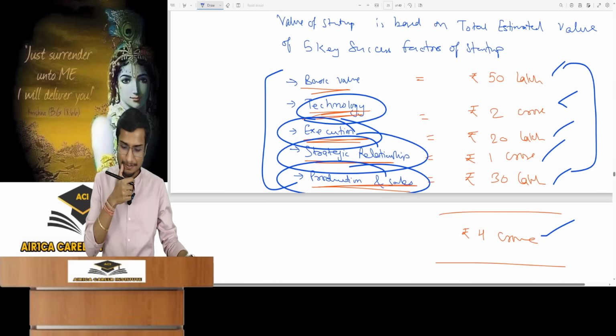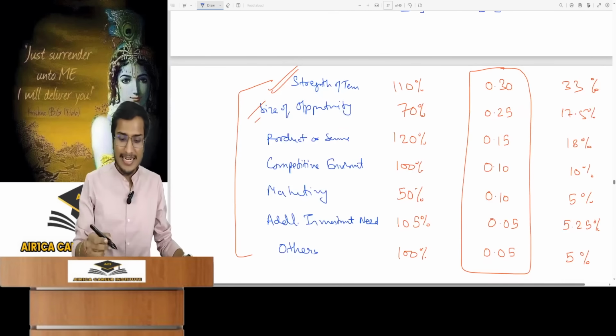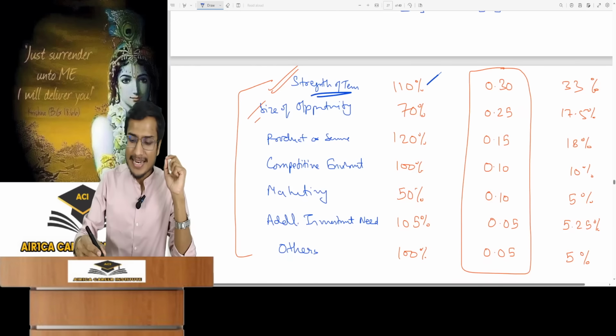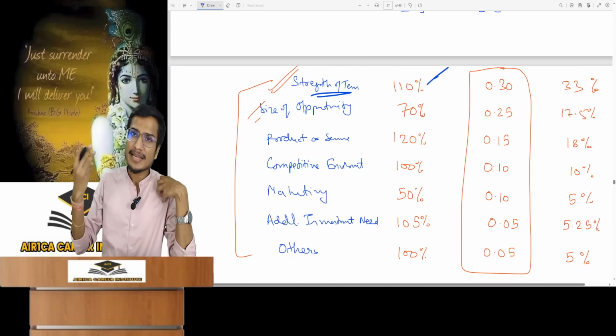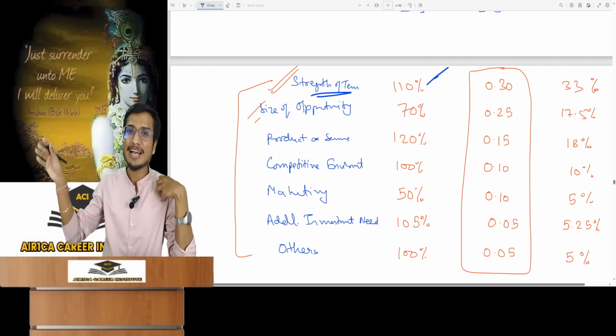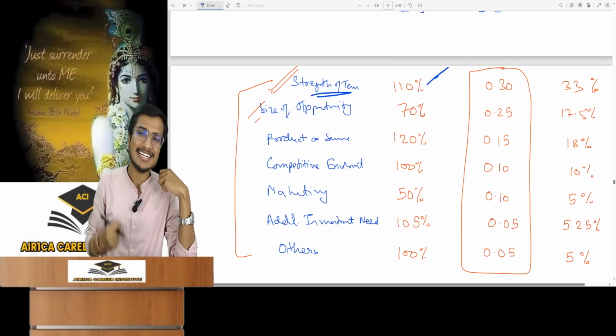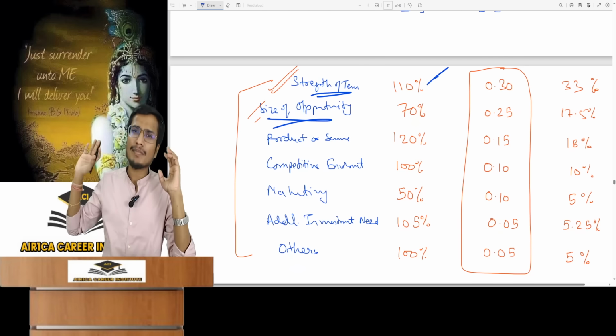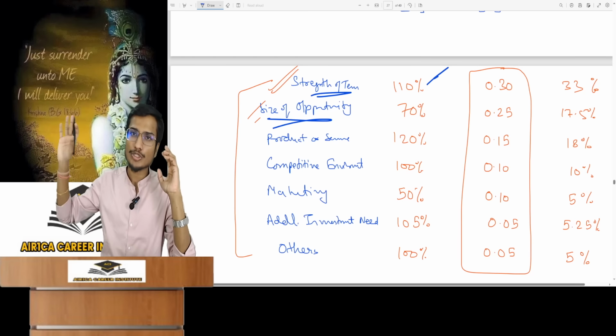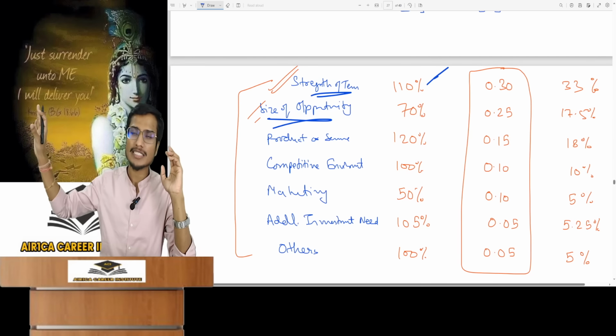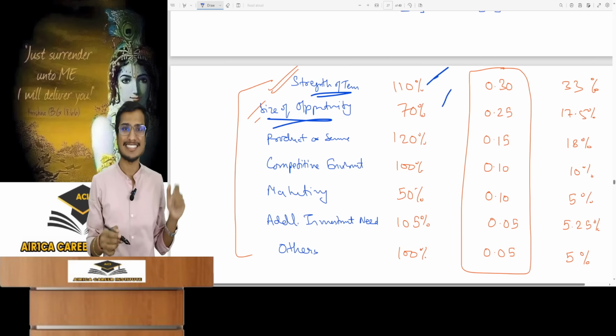Look at this. My similar startup. According to it, the strength of the team in my startup is 110% because we are assuming theirs is at 100%. The strength in my team is 110% compared to theirs. Size of opportunity. Since it's an older startup, they have more opportunities. I have fewer opportunities. Whatever opportunity they have, I only have 70% of it.